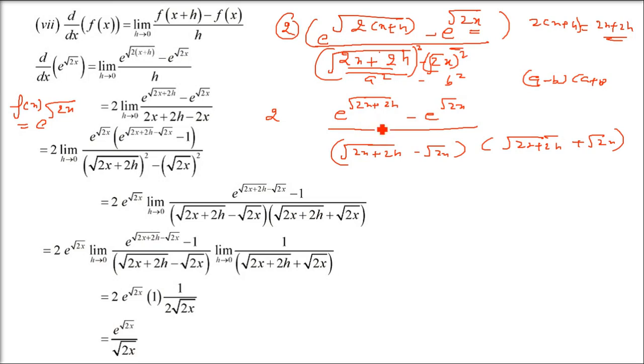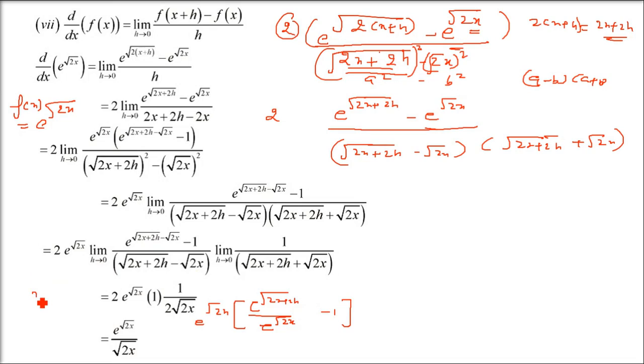Now we'll deal with the numerator in such a way so that we get under root 2x plus 2h minus under root 2x. How do we do this? We can take e raised under root 2x outside, as I suggested earlier. E raised under root 2x. So this will be 1 because you have already taken it out. What will this be? E raised under root 2x plus 2h divided by e raised under root 2x, because we have taken this constant common.